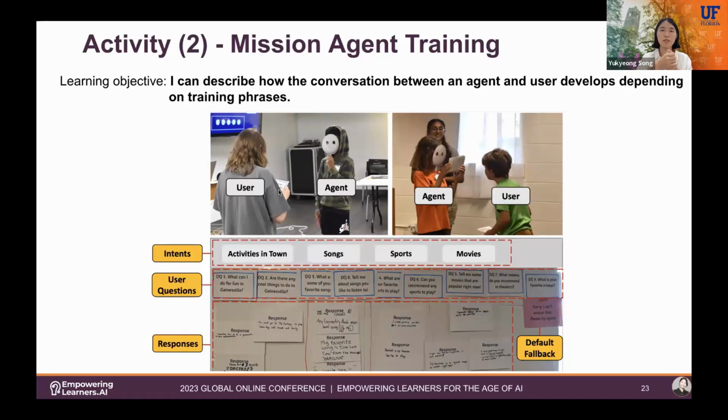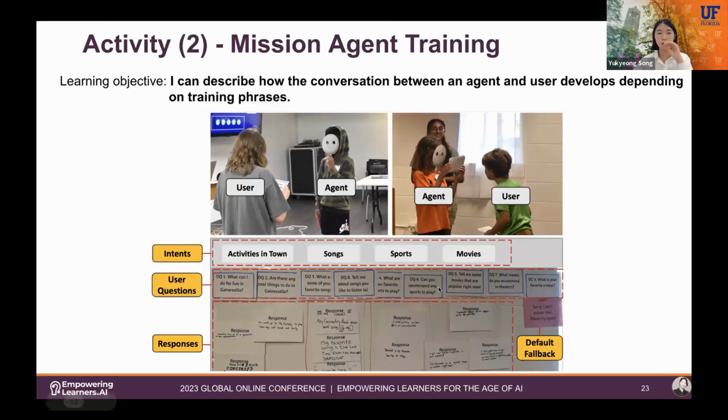We had three different rounds. In the first round, the agent wouldn't have those answers in order. The response cards were randomly shuffled. So the user would say, for example, what can I do for fun in Gainesville? And the agent would say something random, like, oh, my favorite song is One Last Time from the musical Hamilton.